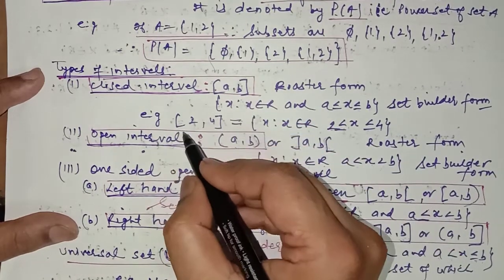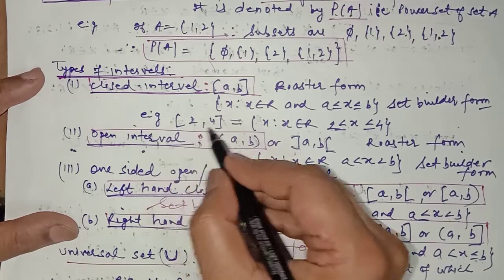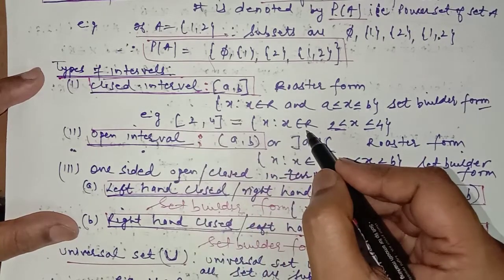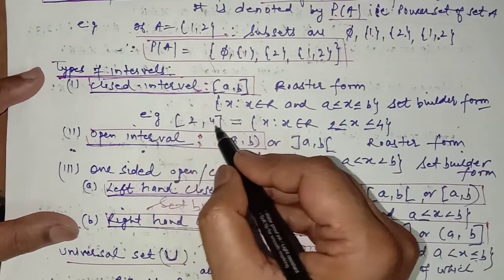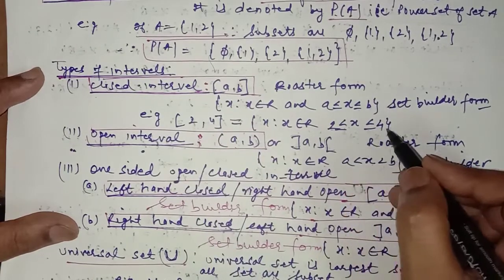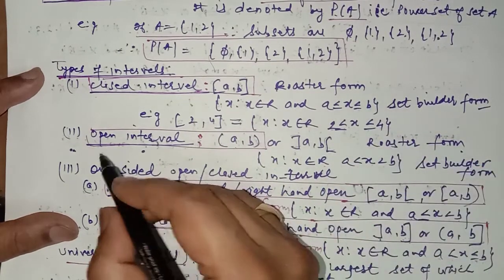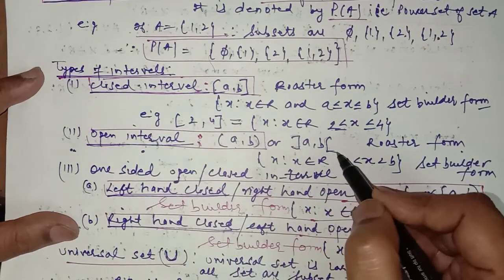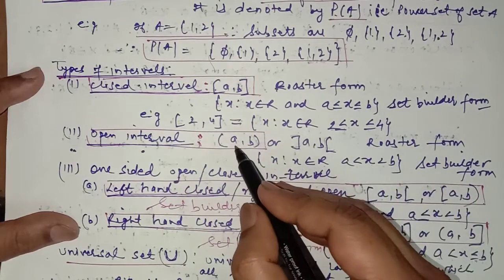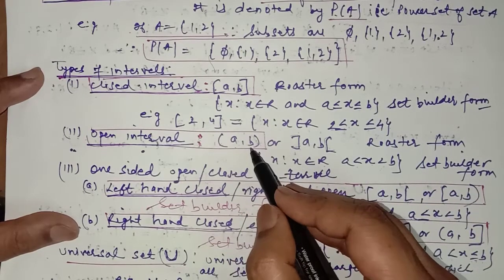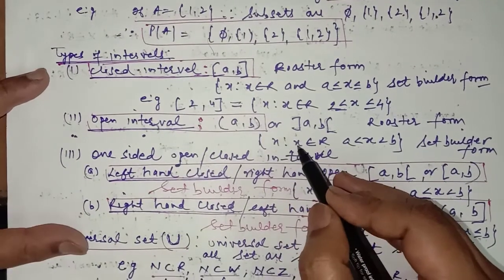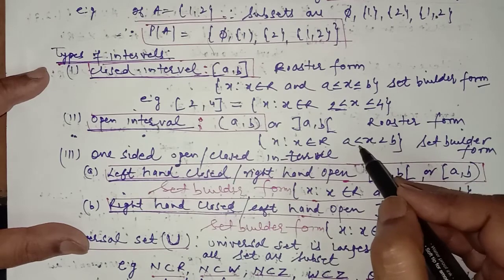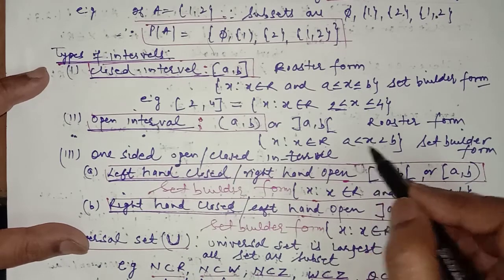Let us take an example. Closed interval 2 to 4, that is square bracket 2, 4. It means x such that x belongs to real numbers and the value of x is from 2 to 4, both included, that is greater than or equal to 2 and less than or equal to 4. Then we have the open interval. We can write the open interval with a simple bracket like this. The roster form is the real numbers between a and b, meaning a and b are not included. The set builder form is x such that x belongs to real numbers and x is greater than a and less than b, only greater and less, no equal sign. It means between a and b.